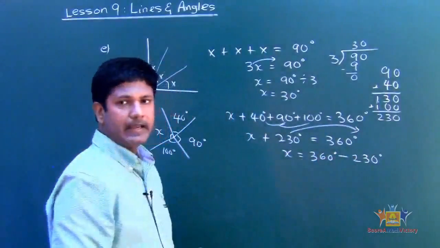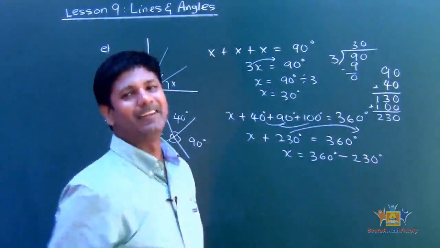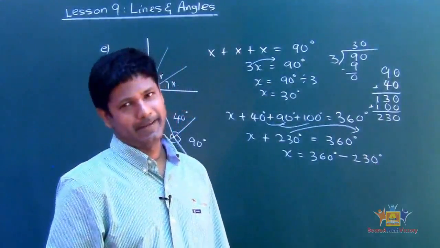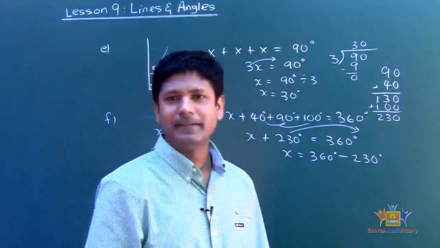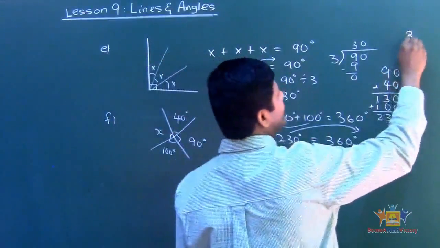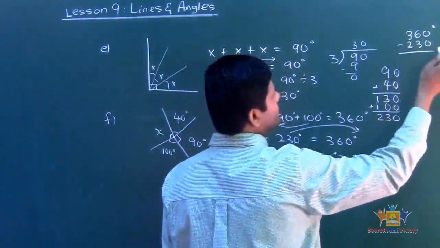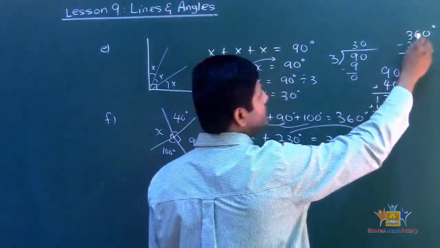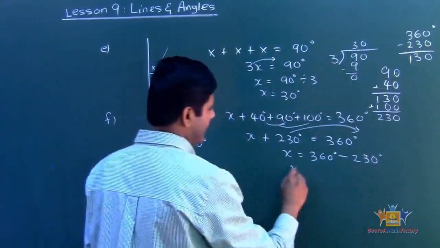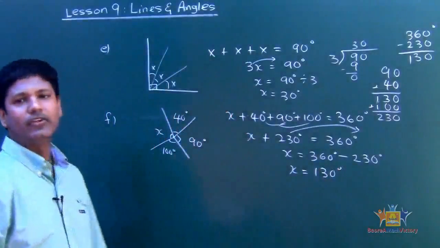When you have a problem like that, never ever try to solve it in your head. You always line it up and then solve it. And another thing is, never ever use what? The calculator. Okay, alright, let's line them up. We take 360 degrees, line it up with 230, and then we subtract. 0 minus 0 is 0, 6 minus 3 is 3, 3 minus 2 is 1. That means x equals 130 degrees.